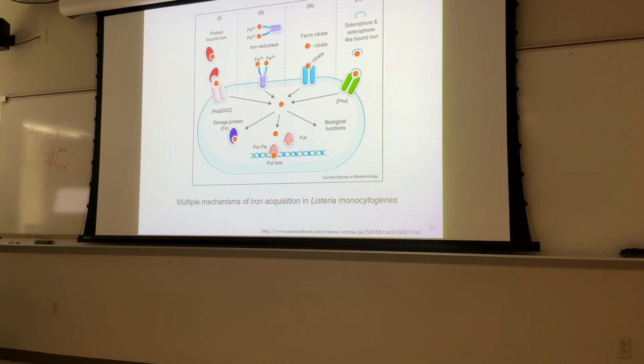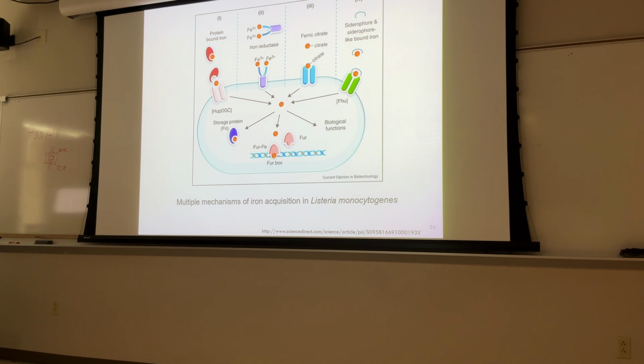I guess since I literally just gave you an example of this, I might as well show these since it's here. A lot of times the expression of these genes for siderophore production is regulated by something called Fur. Fur is generally a repressor. It stands for ferric uptake regulator. And what happens is when it has iron bound to it, it's repressing.